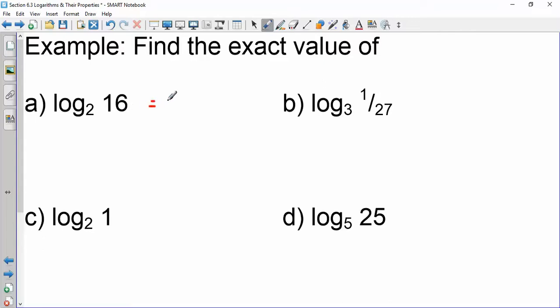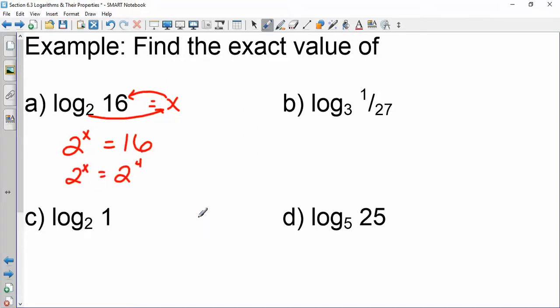You could also write this as equal to x and use the definition to rewrite it. So my base is 2, so we start there, 2 to the x equals 16. And then this is like a question I would have put on your test. We could get a common base, right? 2 to the x equals 16 is 2 to the 4th, so x equals 4.